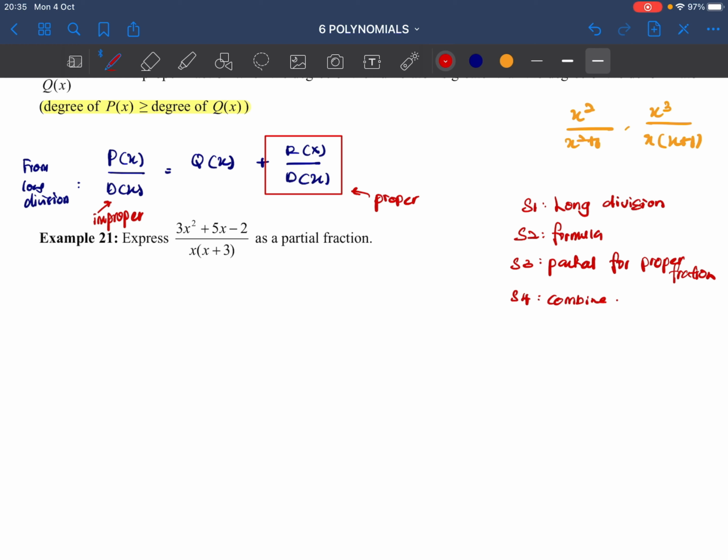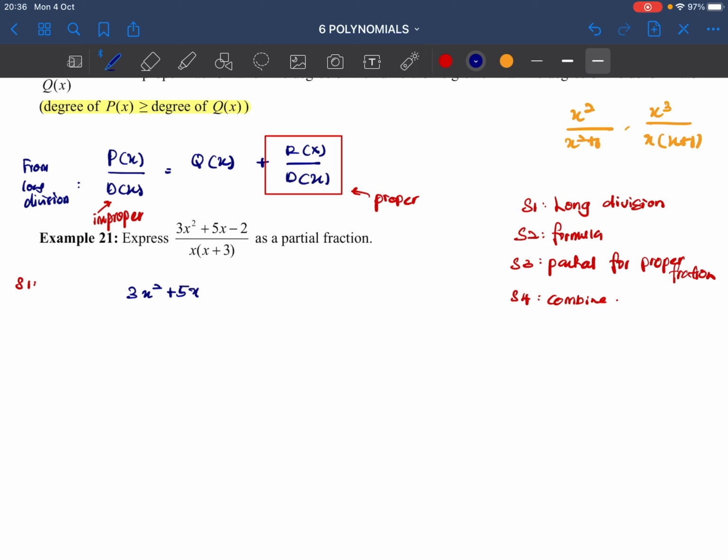We have to express 3x squared plus 5x minus 2 over x plus 3. You know that this is a partial fraction question. The first thing first is to identify whether this is a proper or improper fraction. The degree on top is 2, and down here it is 2 as well, because when we expand it becomes x square. So the degrees on top and bottom are the same, which means this is an improper fraction. Very important, we do long division first. Before you think about anything else, just do your long division.